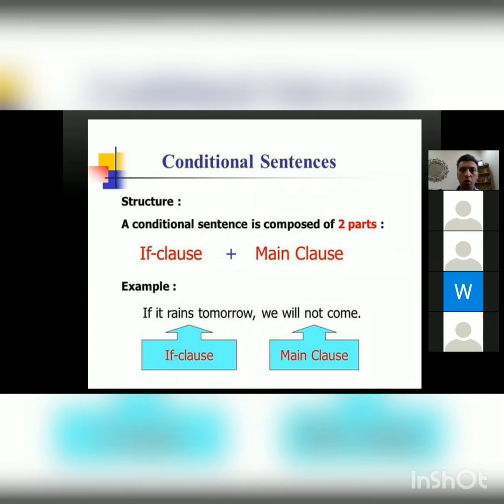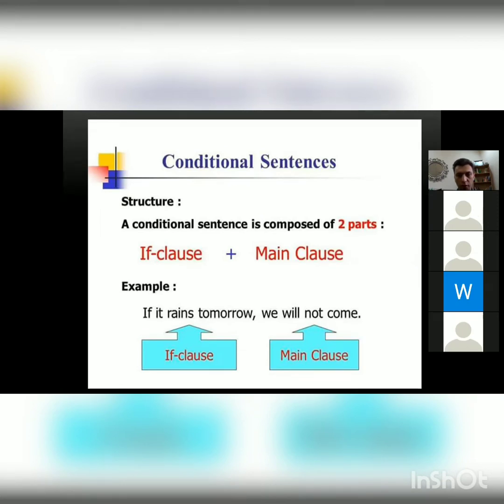Okay. So conditional statements, to remind you again, the structure of conditional sentences, as it is clear there on the screen. A conditional sentence is composed of two parts, means it consists of two parts. The first part, we call it if clause, and the second part that follows the first one, in this case, we call it main clause. Do you remember this part? Yes. Okay. This is the structure.